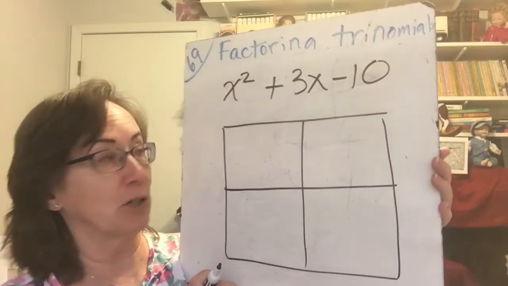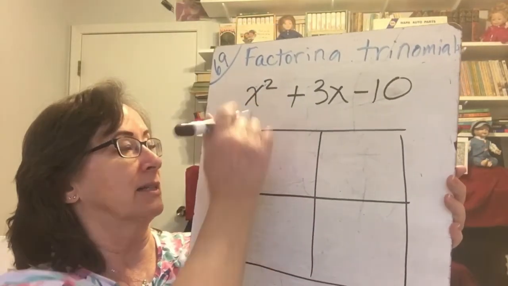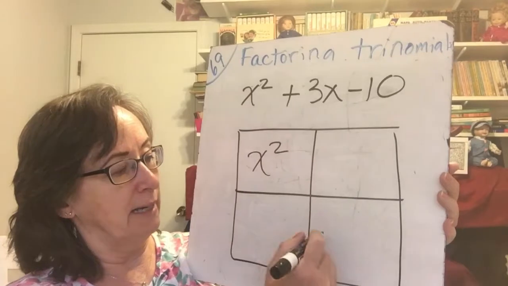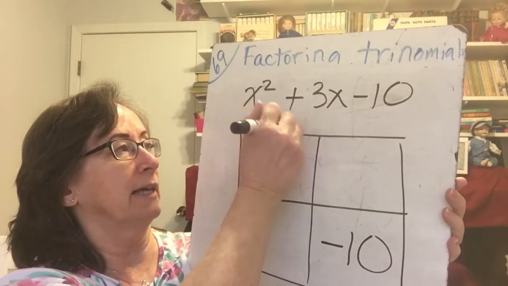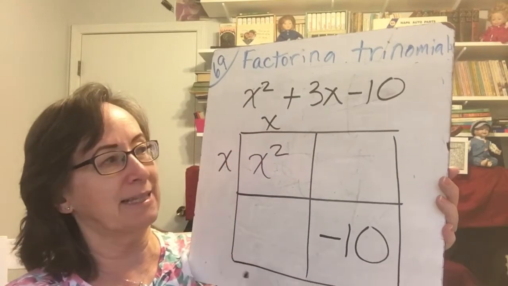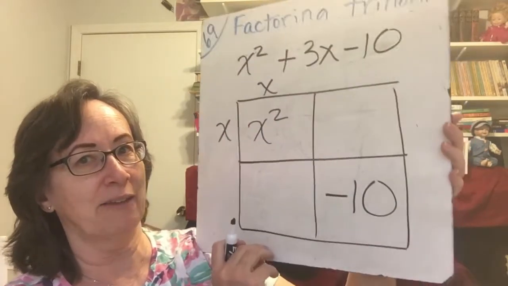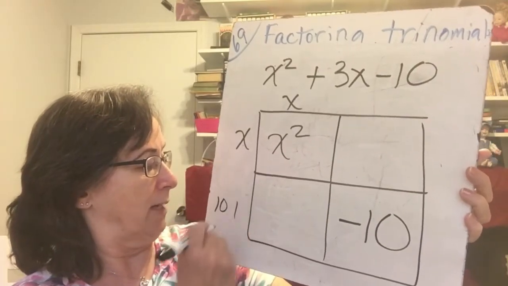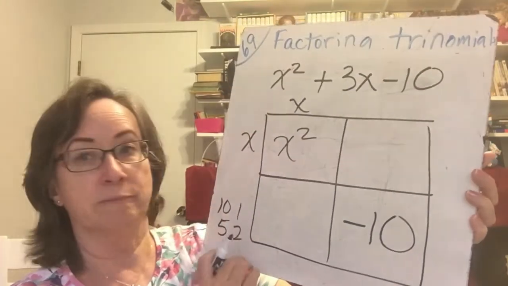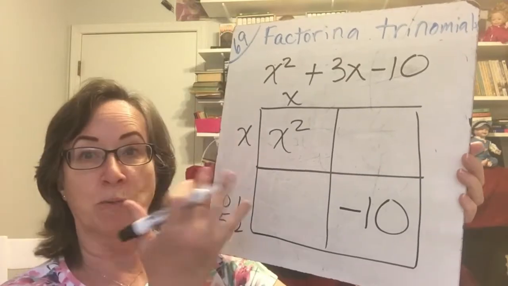Okay, I'll do this one first with the boxes. X squared goes here. Negative 10 goes here. My x squared will definitely be an x times an x. My 10 does not have a lot of options, does it? 10 is going to be 10 times 1 or 5 times 2. Okay, or some switch of those.